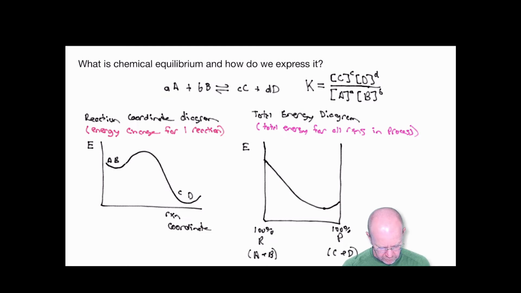The lowercase a here is the stoichiometric coefficient of A in this reaction. The lowercase b is the stoichiometric coefficient of B. In the products, lowercase c is the stoichiometric coefficient of the product capital C, and lowercase d is the stoichiometric coefficient of the product D. So in this general reaction, that's what we're talking about.